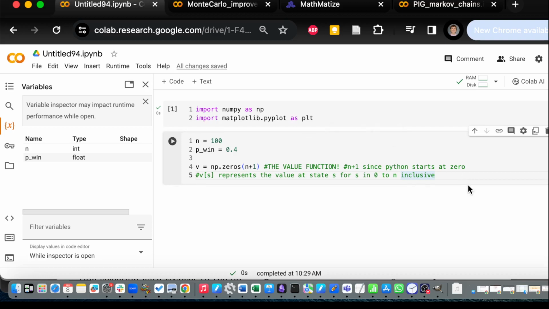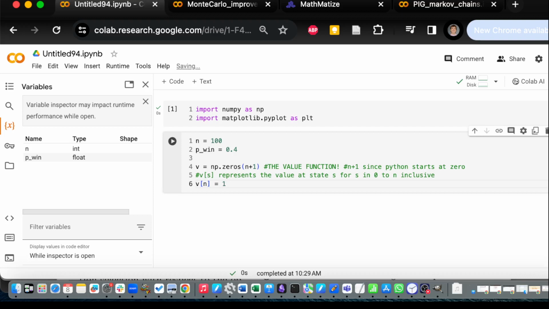So this started as all zeros, but that's not a great guess because there's a piece of information that I know for a fact that I can include right now in my estimate for v. And that is the value of v of n. What is v of n supposed to be? Yeah, I saw somebody mouth it. Yeah, what is it? 1.